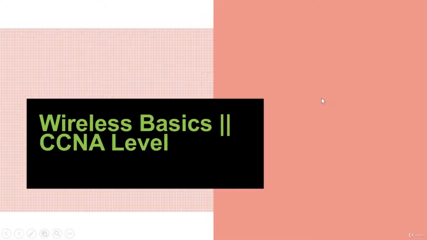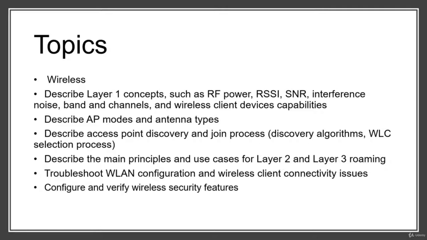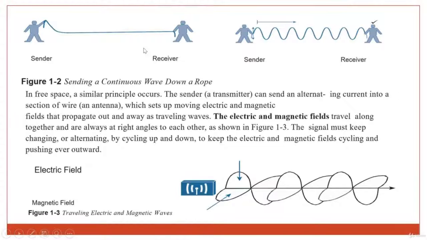Hi everyone. Welcome to the Wireless Basics CCNA level course. In this course, we are going to understand and learn the basics of wireless technology: what is RF, what is signal to noise, what is a channel, what is an antenna, and what the different types of wireless protocols are. Finally, we have a few videos related to basic wireless security, how wireless security works. I hope you learn this CCNA level wireless technology, and that it will be a good point for you to start your wireless career. Thank you.